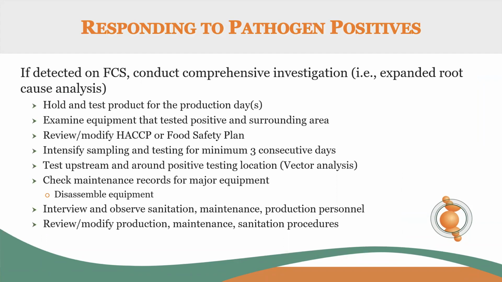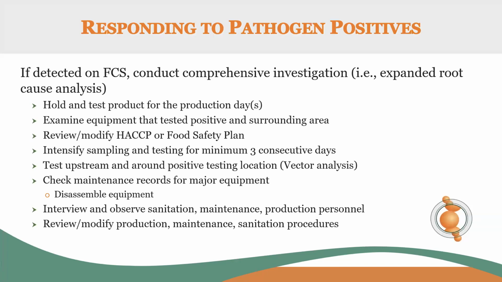So what exactly do we do if we get that dreaded pathogen positive? If it is detected on a food contact surface, then we should conduct a comprehensive investigation, for example, an expanded root cause analysis. It is very important that we hold and test product for those production days that we did get that positive. We should examine equipment, going back to our visual inspection, that tested positive, and the surrounding area. We should review and modify HACCP or food safety plans as needed.